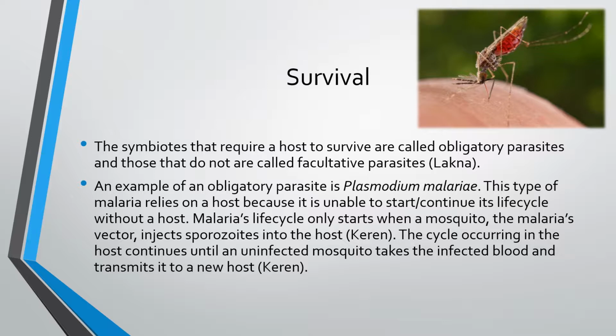This type of malaria relies on a host because it is unable to continue its life cycle without a host. Malaria's life cycle only starts when a mosquito, the malaria's vector, injects sporozoites into the host. The cycle occurring in the host continues until an uninfected mosquito takes the infected blood and transmits it to a new host.